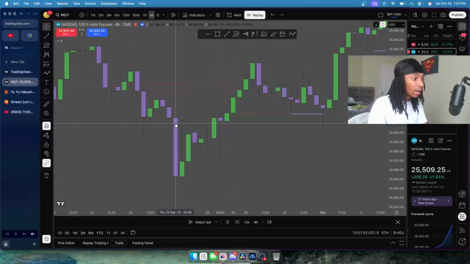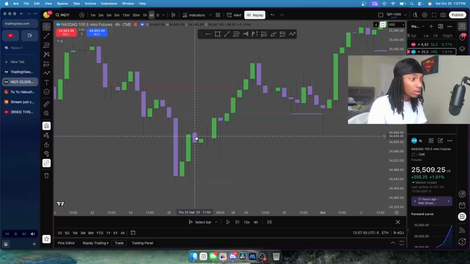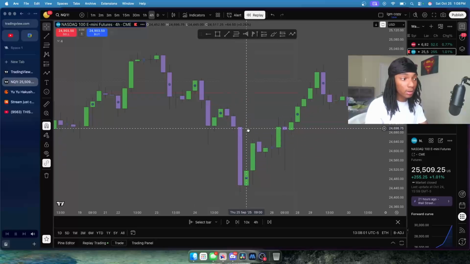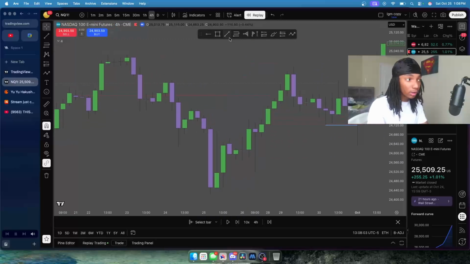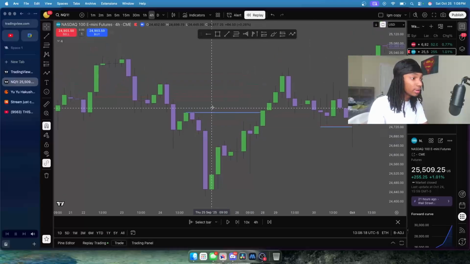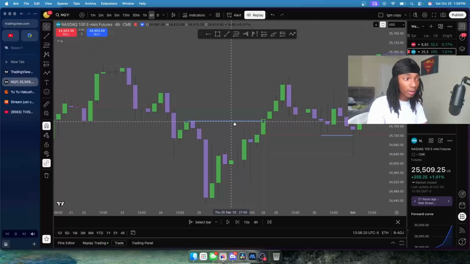Breaker structure, you can look at the last two down closing candles. You can look at the last green candle that was put out before the market started pushing down. However you want to look at it. I typically look at the last green candle that was put in before the market started moving up like this. Another good way is the last two down closing candles like this, right? So once we see this, this would be our breaker structure right here.